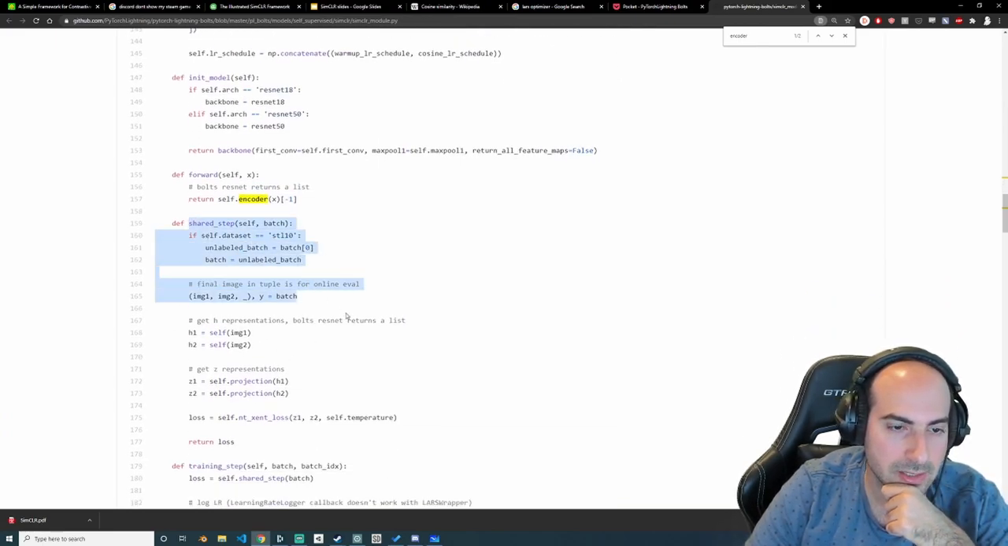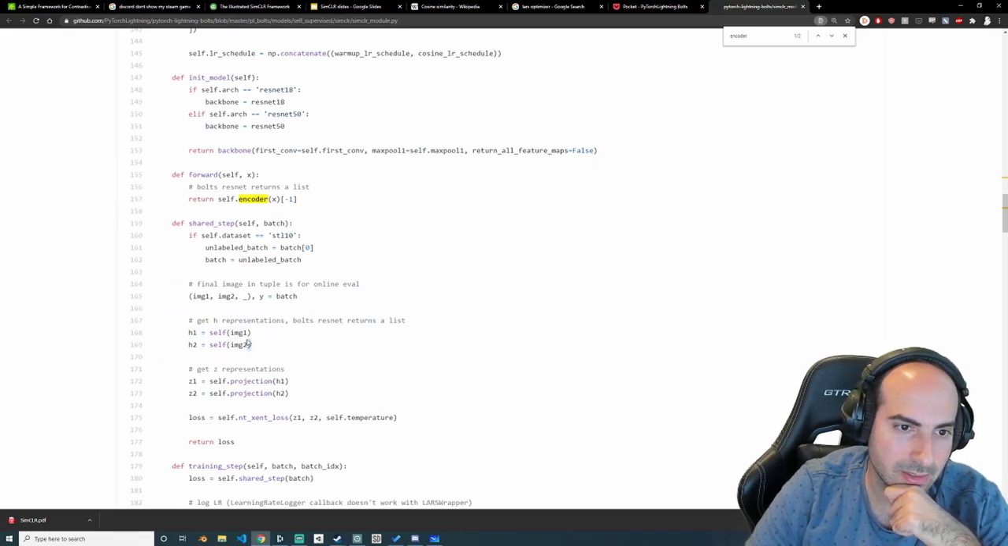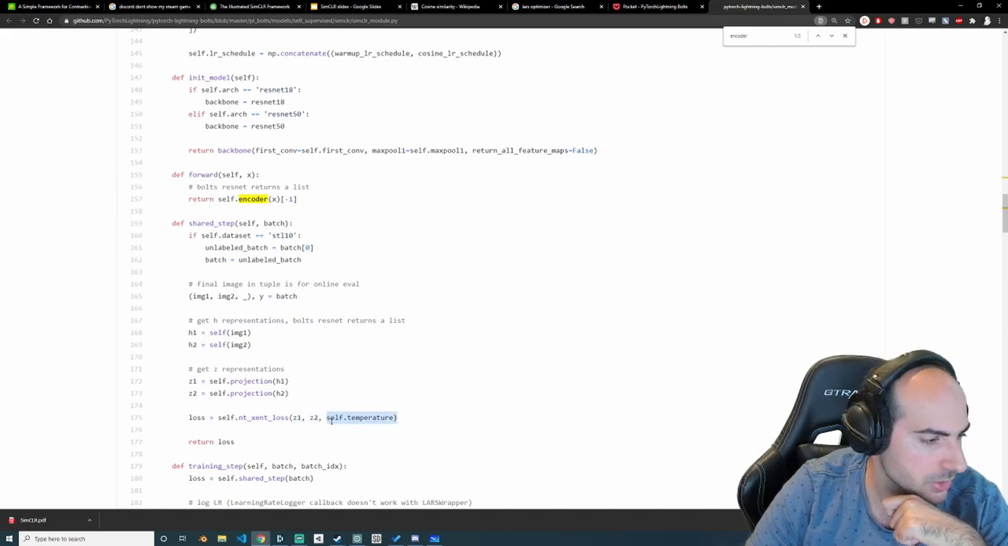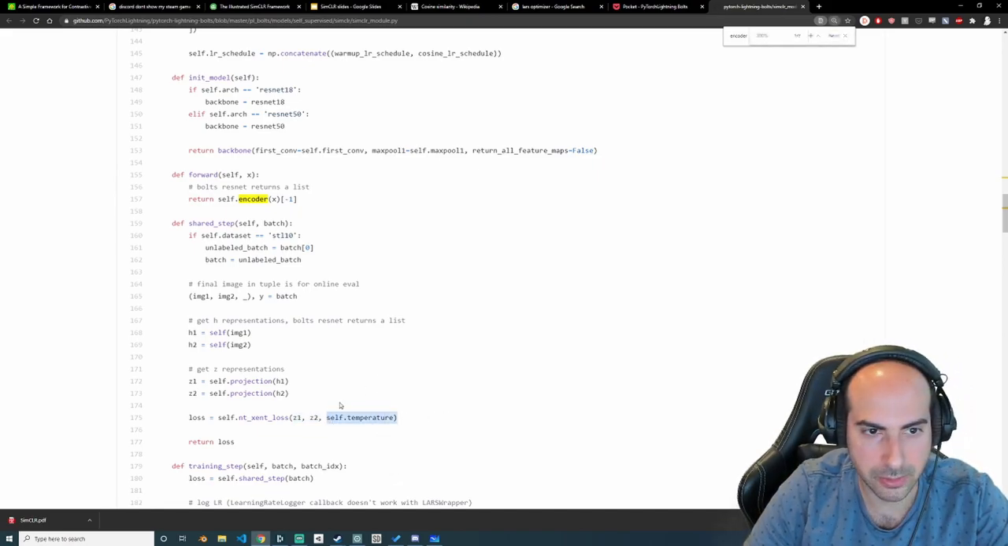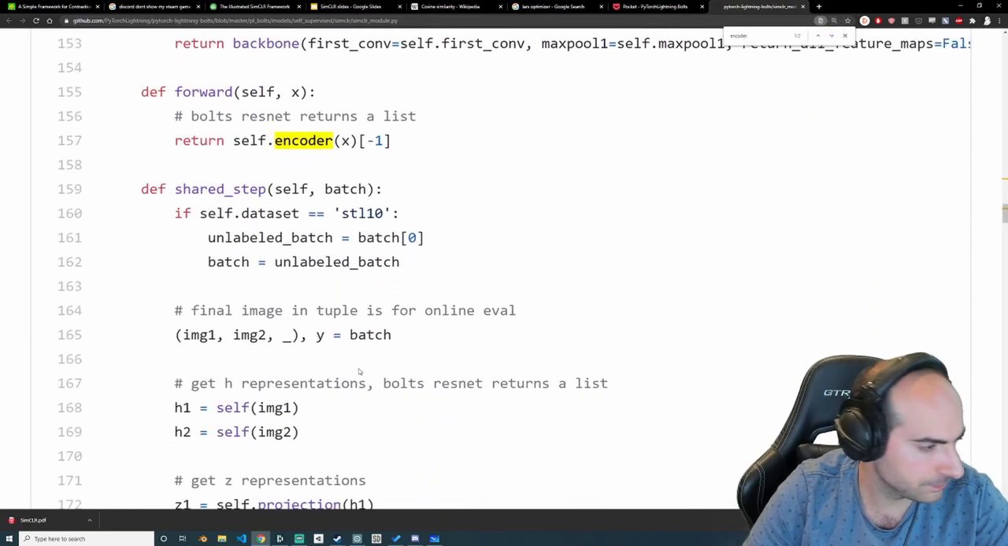And then here, the shared step is this. Look at this: you get two images, you get the representation, you get the projection for both, and then your loss is this temperature-scaled cross-entropy loss between those two projections with a given temperature. So far you can see the code here, and let me zoom in a bit.